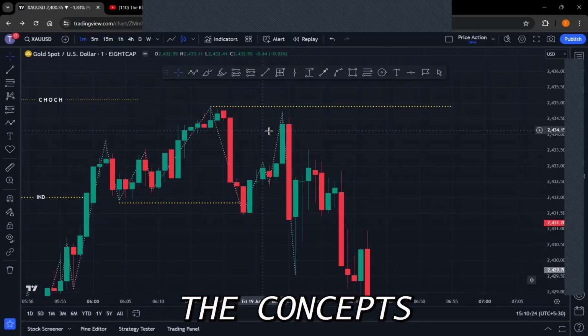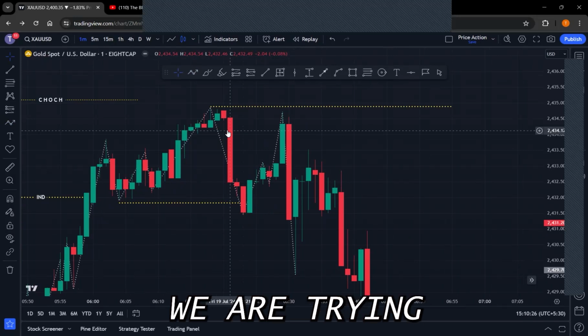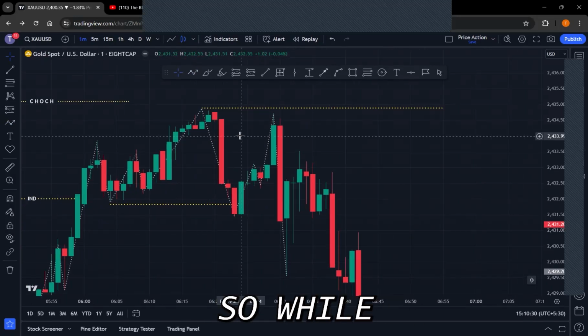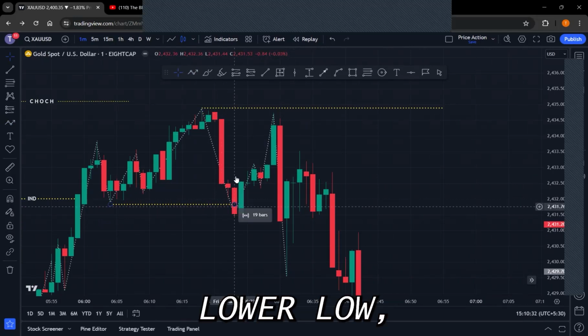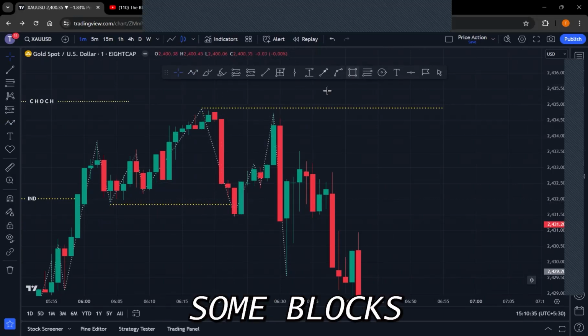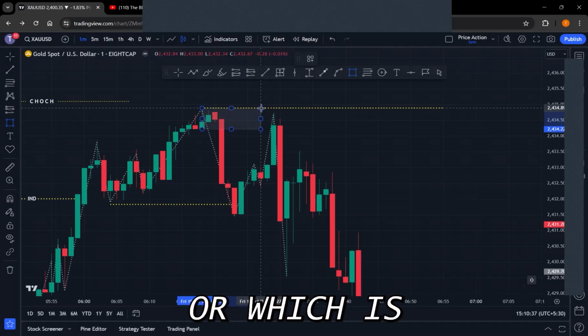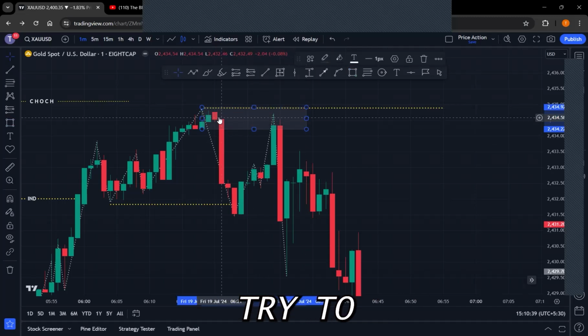Combining the concepts of inducement and liquidity, we are trying to estimate where we can start selling in the proper direction, in the proper way. While price created this major lower low, you can see that there are some blocks over here which are acting as resistance, or which indicate that the price might try to retrace from here.